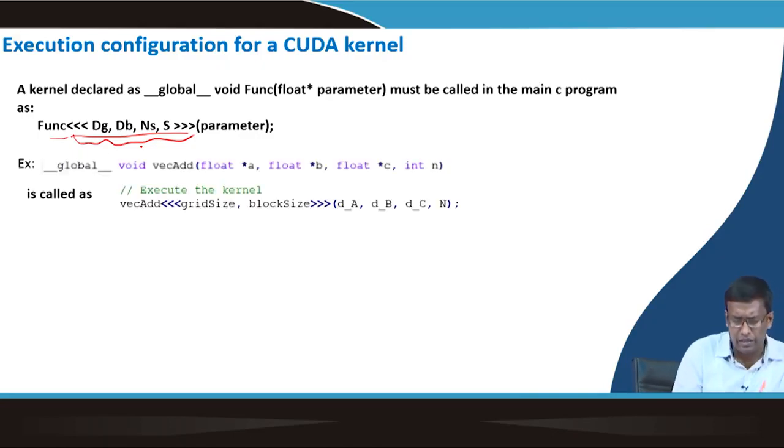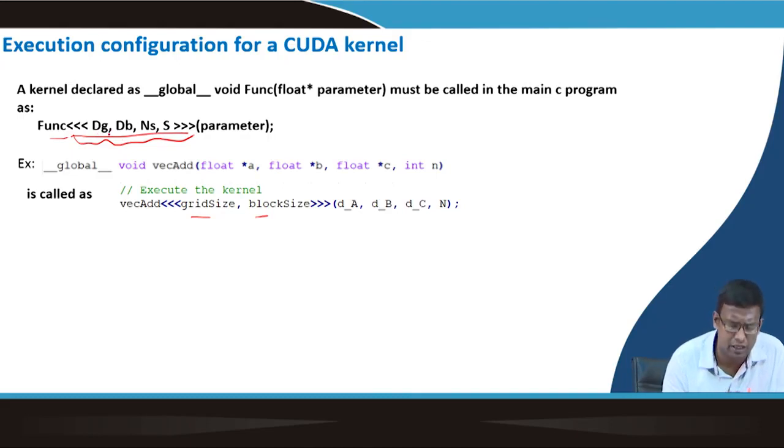Now, an example is the vcad kernel, which we have looked into. When we call it, we write vcad, then grid size, block size, and we pass the parameters. The parameters that we will be passing are again parameters on the GPU memory only. So, d_a, d_b, and d_c are the variable locations in the GPU memory that we pass here.